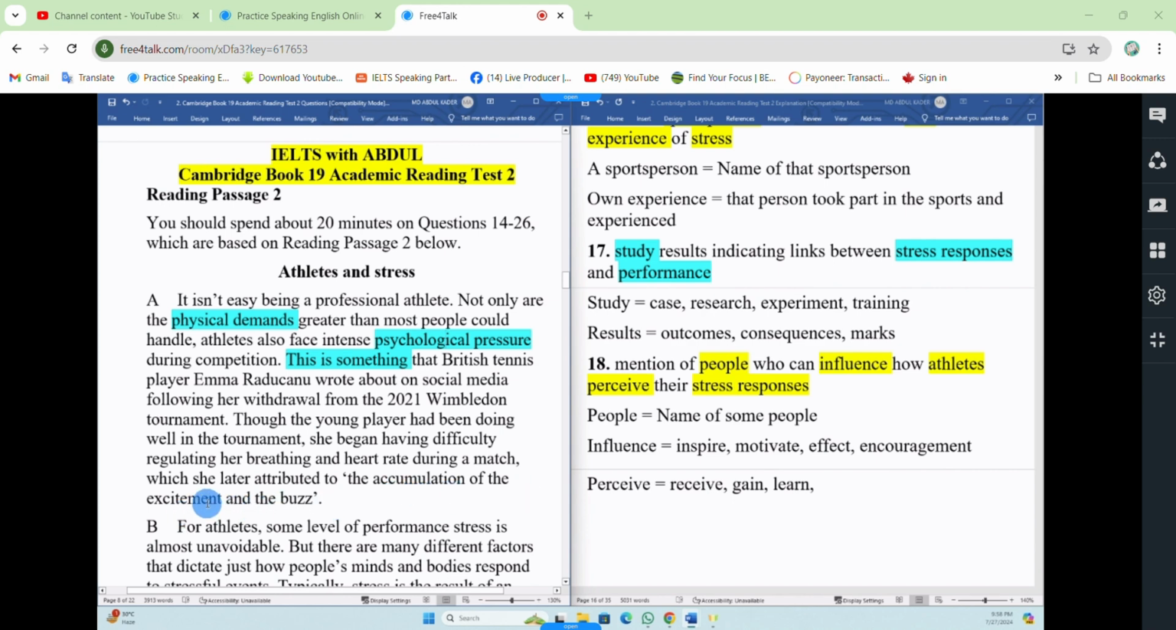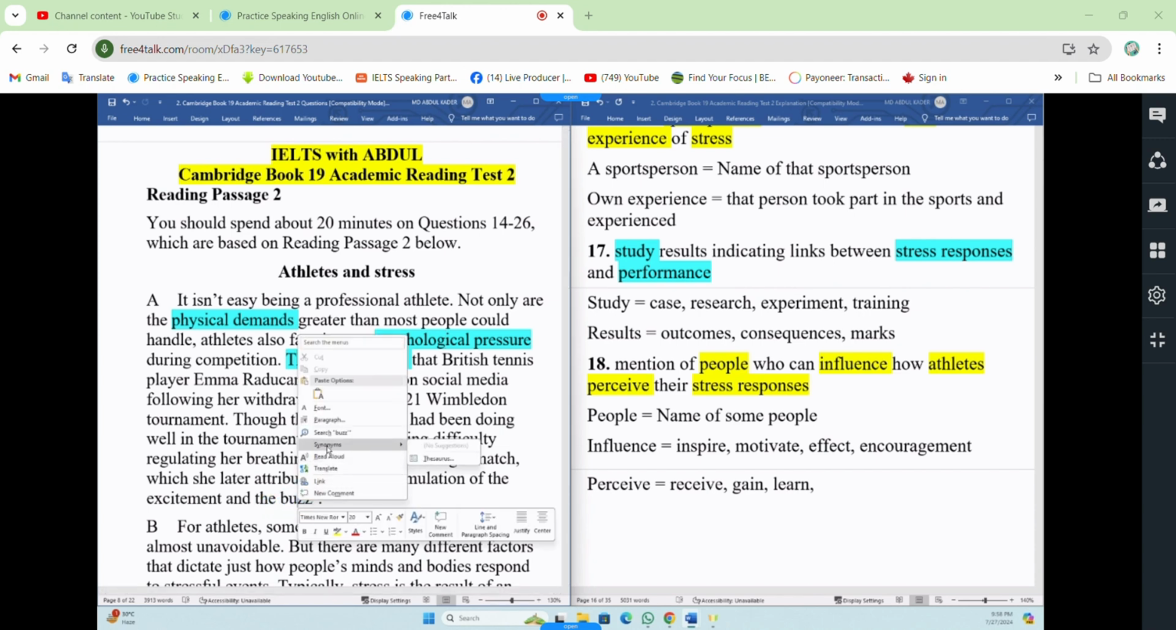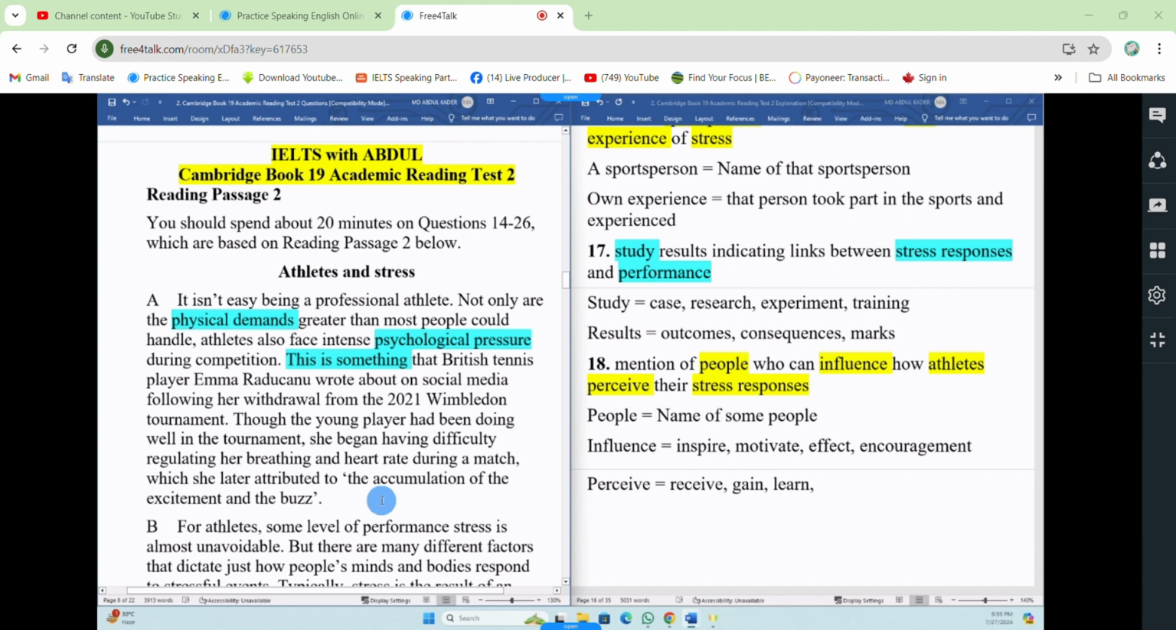So excitement means a type of feeling or emotion when we are very happy. What about the buzz? I don't know. So basically, from this paragraph we can see that this is all about a sports person, and her name is Emma Raducanu, right?